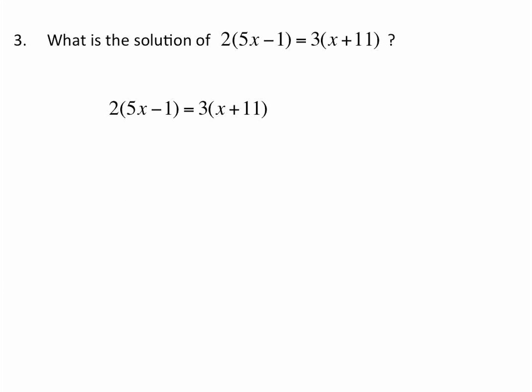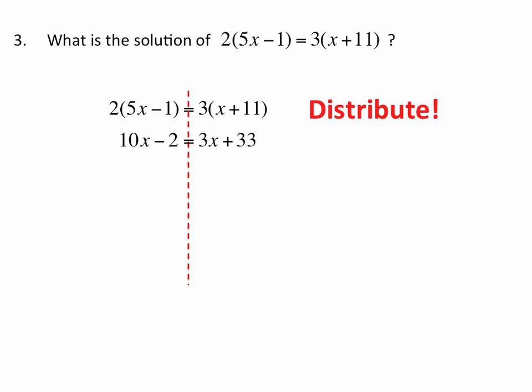Here's another one. Okay, now here, when I first start, notice I have to do my distribution first because I got those parentheses in there, so I want to try to get rid of those. So I distribute the 2. That would get me 10x minus 2. Distribute the 3. That would get you 3x plus 33. Remember, the 2's got to go to both.